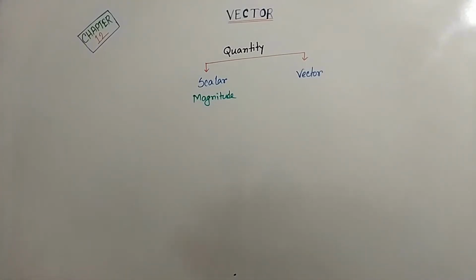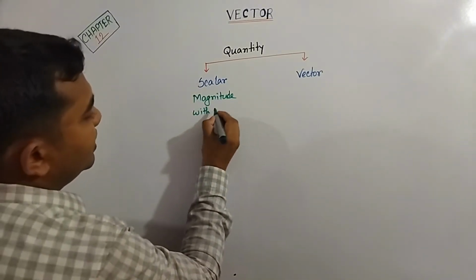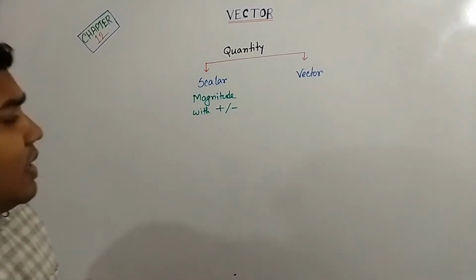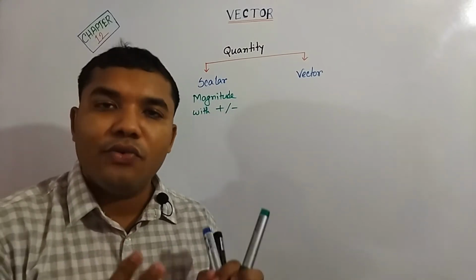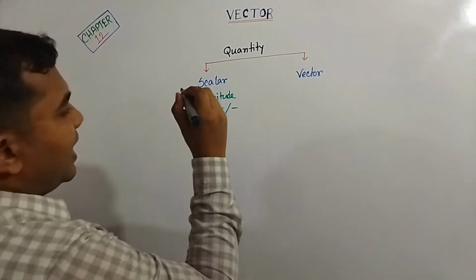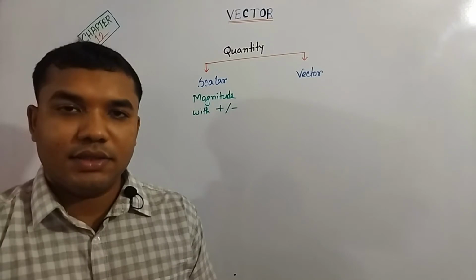We will only focus on the magnitude with plus or minus sign, because the sign is very important. So what is the meaning of the magnitude? Magnitude means the value of the vector. Okay, so in the case of vector, what is the fact?